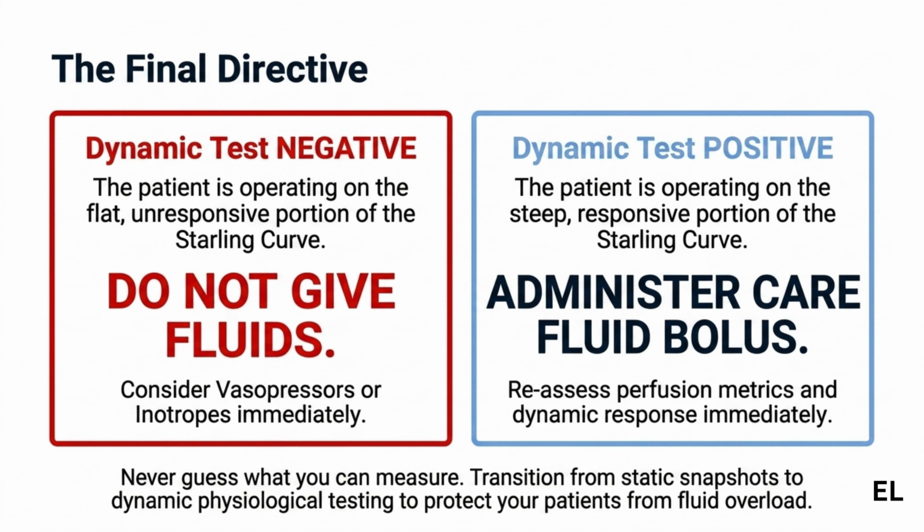Conversely, if a dynamic test is positive, the patient is functioning on the steep, responsive portion of the Frank-Starling curve. A carefully administered fluid bolus is appropriate, followed by reassessment of perfusion and hemodynamic response. The guiding philosophy is simple. Never guess what can be measured. Replace static snapshots with dynamic physiological testing to optimize patient outcomes and avoid unnecessary fluid administration.